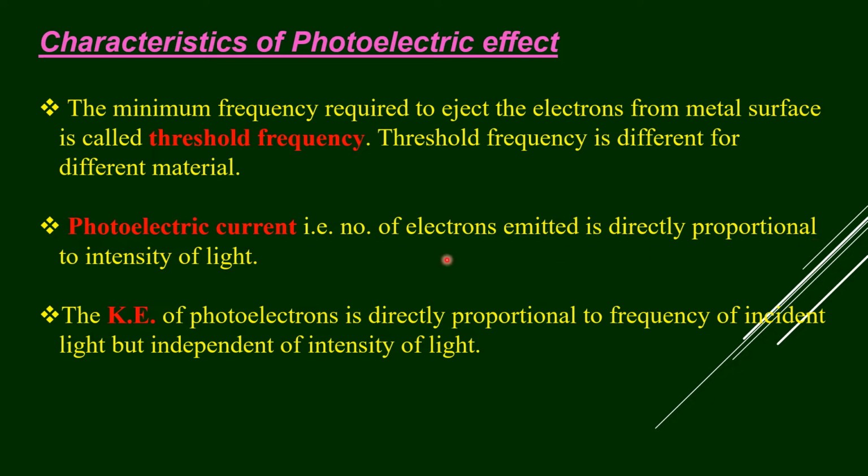And the kinetic energy of photoelectrons is directly proportional to the frequency of incident light, but it is independent of the intensity of light. Please remember this point. Photoelectric current is directly proportional to the intensity of light, and kinetic energy is directly proportional to the frequency of light. And the process is instantaneous, meaning it occurs in a fraction of a second. The process is so fast.